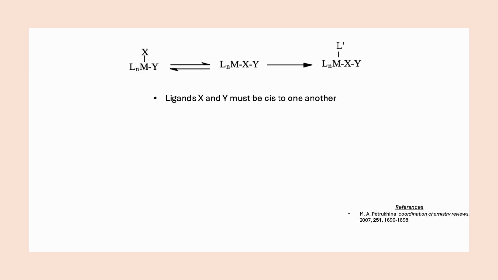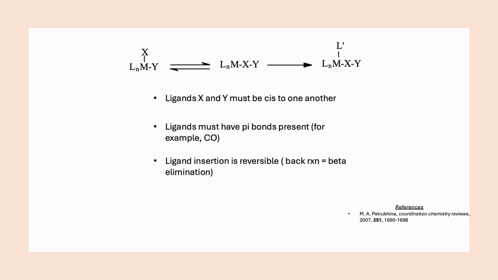Ligands X and Y must be cis to one another. Ligands must have pi bonds present, for example carbon monoxide ligands. Ligand insertion is reversible and the back reaction is known as beta elimination. And there should be no change in the metal oxidation state prior to and after migratory insertion.